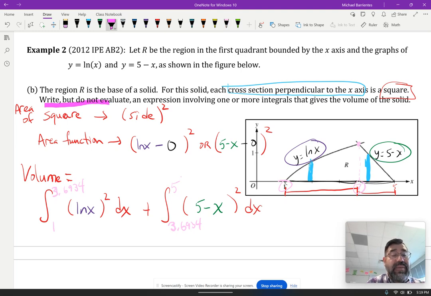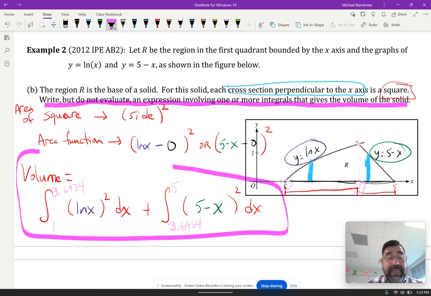It said, write but do not evaluate an expression involving one or more integrals that gives the volume of the solid. Hey, I just figured it out. They just want the setup. They don't want me to figure out the answer, and that's okay. But the process is the same.